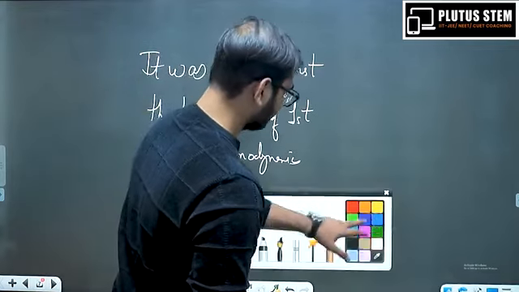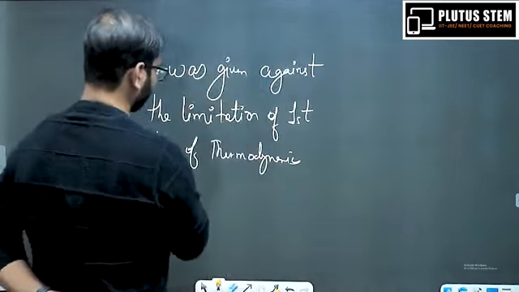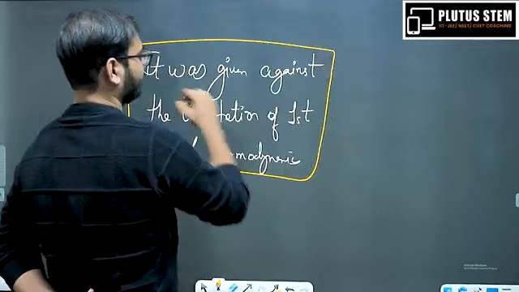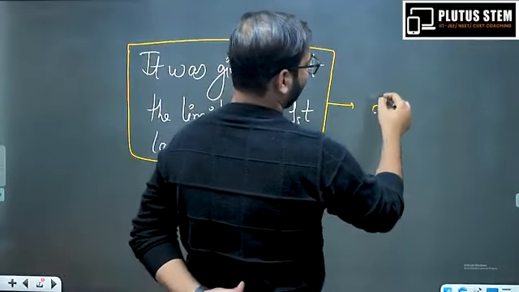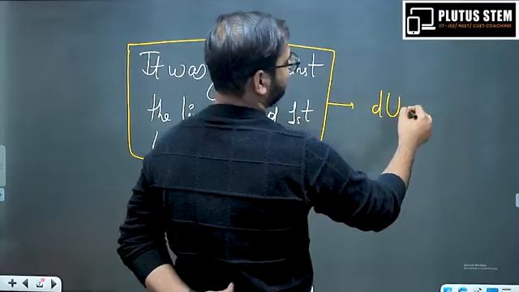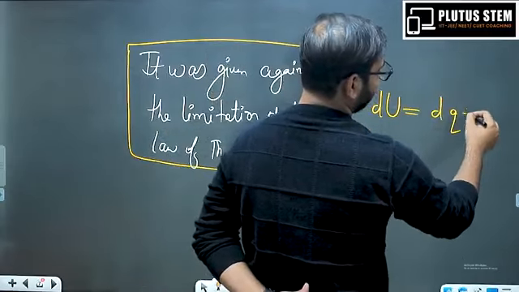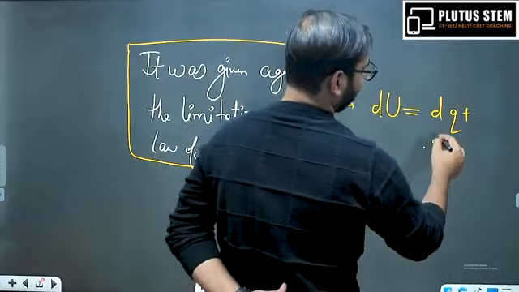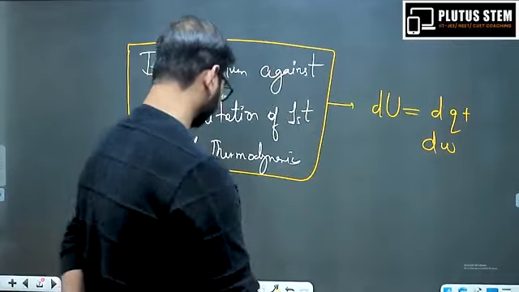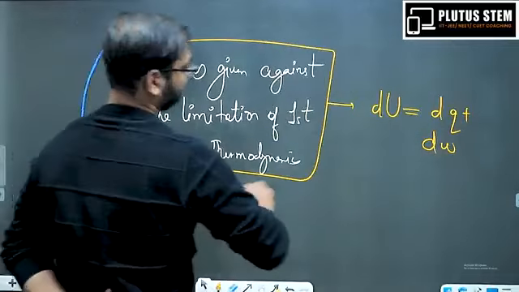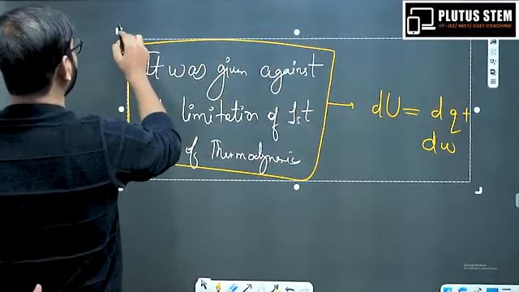The problem was that the first law of thermodynamics always talks about whatever amount of energy change a system is having, it is always divided into two parts, that is the change of heat plus the change of work done. This was given by the first law of thermodynamics.